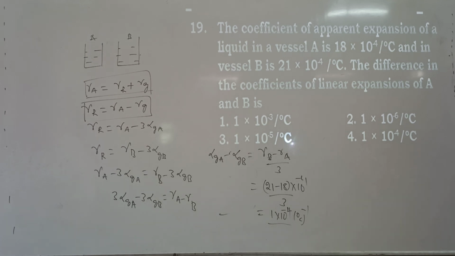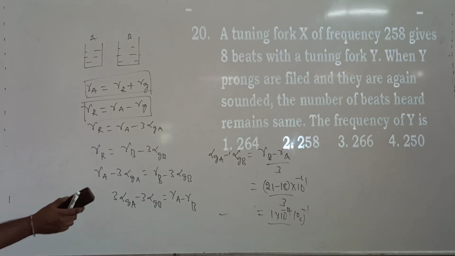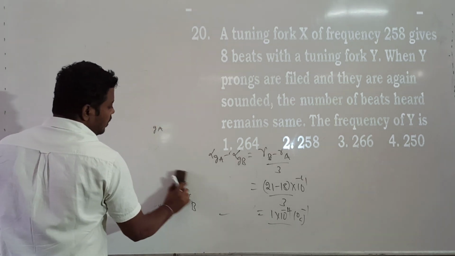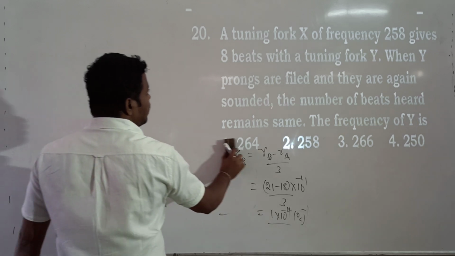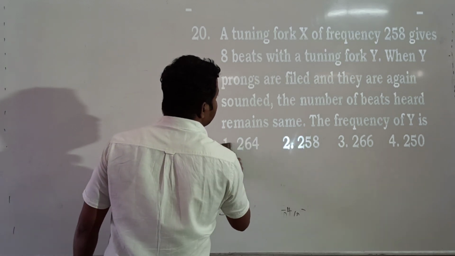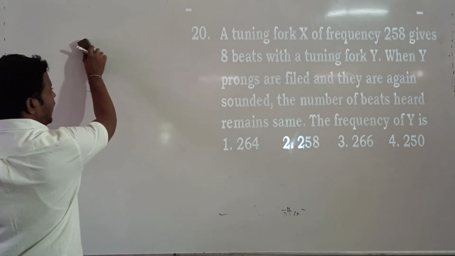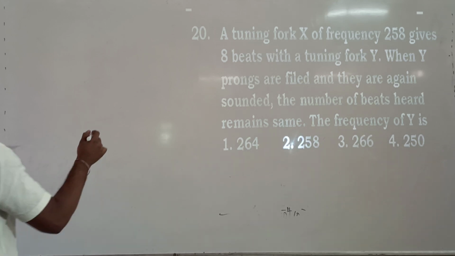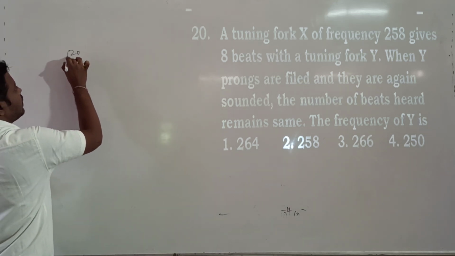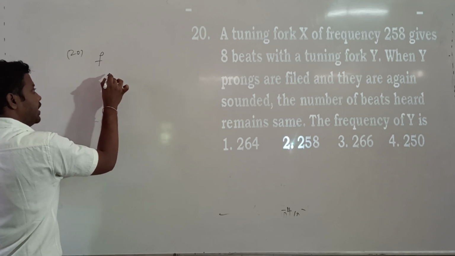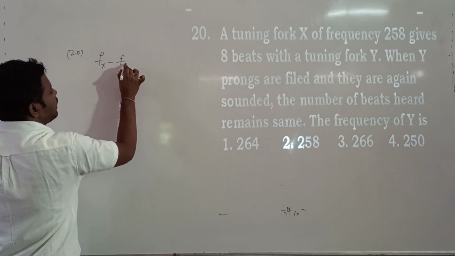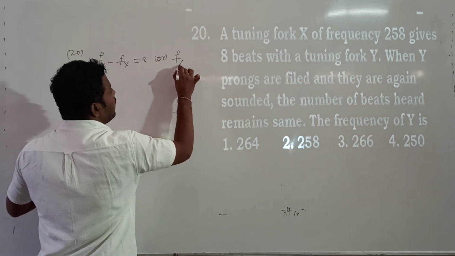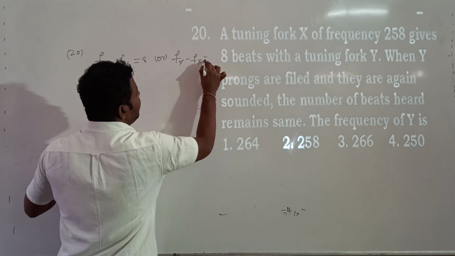Next one, question number 20. This is a question based on the beat concept. A tuning fork X, of frequency 258, gives 8 beats with a tuning fork Y. So there are two tuning forks, one is X and one is Y. Let me call the number of beats: Fx minus Fy will be equal to 8, or otherwise Fy minus Fx will be equal to 8.